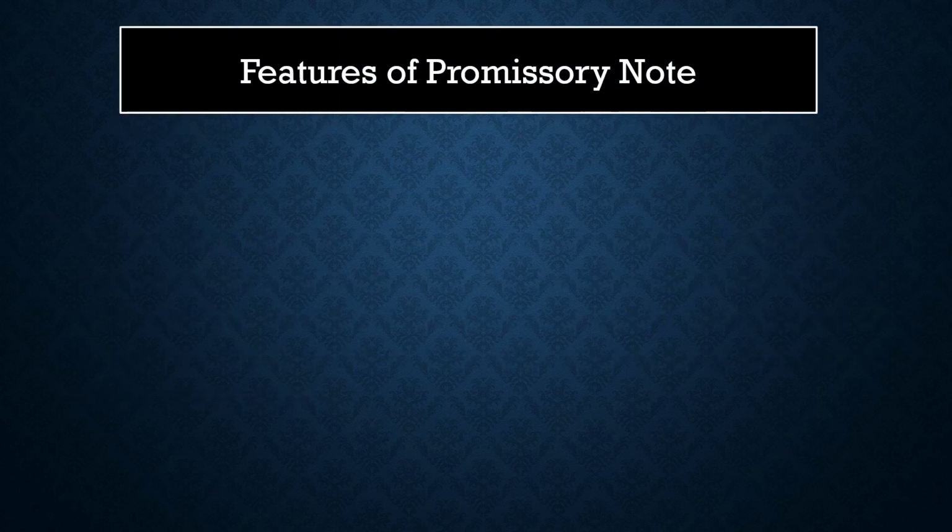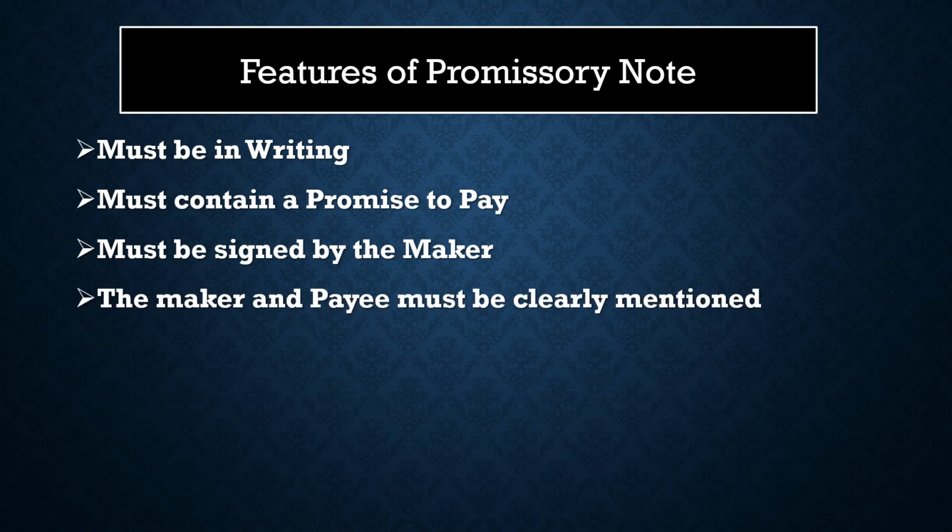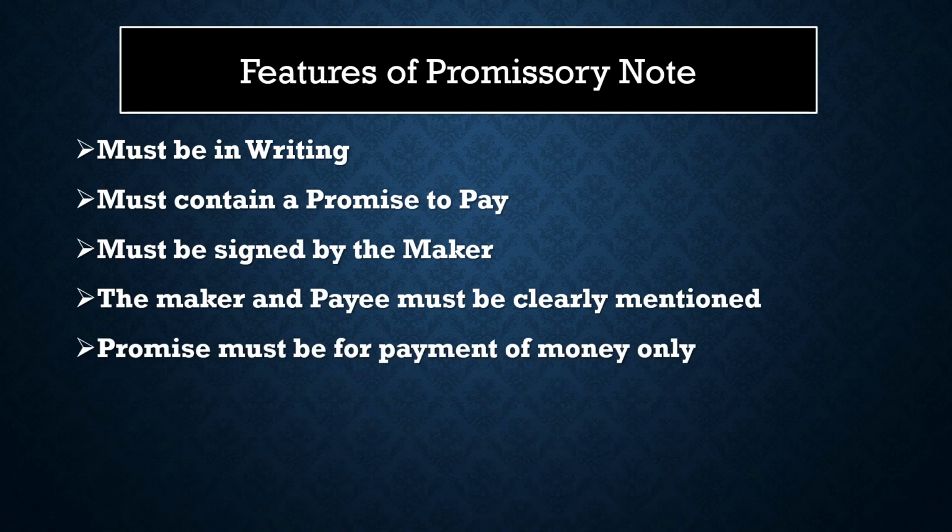We can have more clarity in the definition of promissory note through its features. It must be in writing or in a printed form. It must contain an unconditional promise to pay money to a particular person. The maker should sign the document. The names of the maker, that is the payer, and the payee must be clearly mentioned. The promise must be to pay money only.